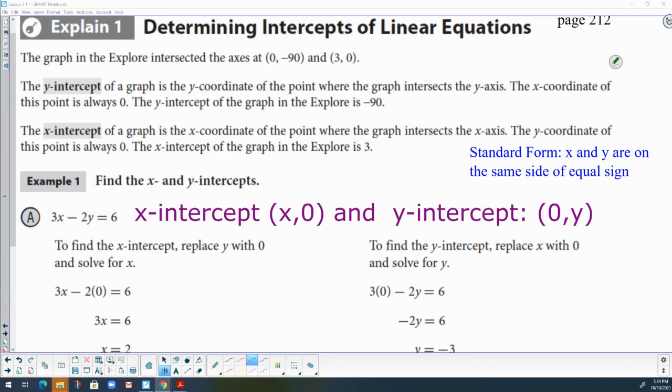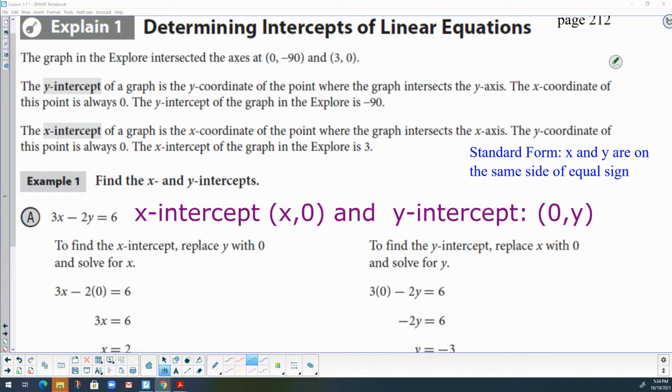Right, so welcome back. This is Explain 1. Just to make the video shorter, I thought I would create a new video with Explain 1, then a new video with Explain 2, and then Explain 3, so that you can just watch the parts that you need. So, determining the intercepts of a linear equation, this is page 212.